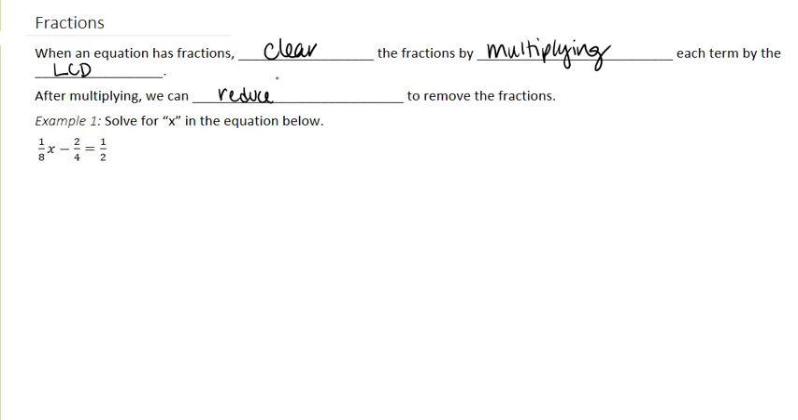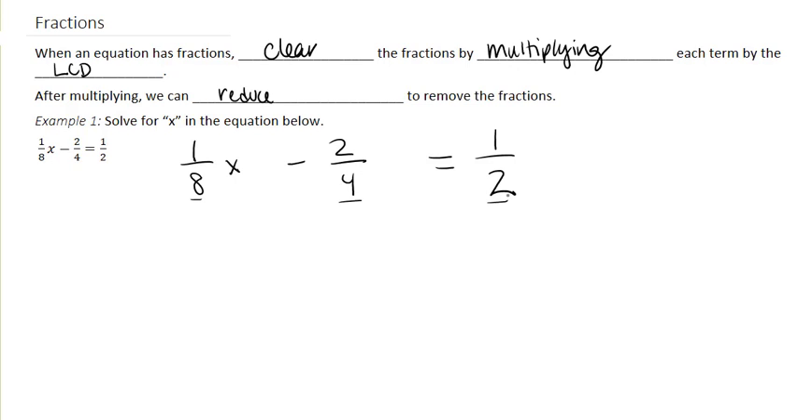So solve for x in the equation below. So we have 1/8 x minus 2/4, which is equal to 1/2. So what we do is we look for the least common denominator. And we can see that we have 8, 4, and 2. So our least common denominator will be 8. So we're going to multiply each term in this whole equation by 8. And then that way we'll get rid of every denominator.